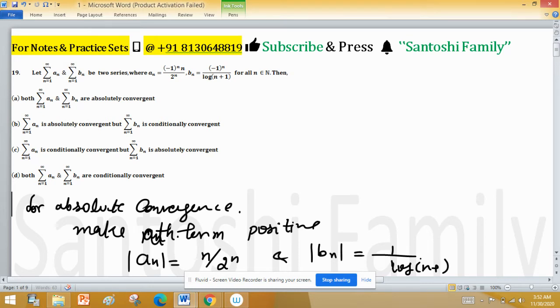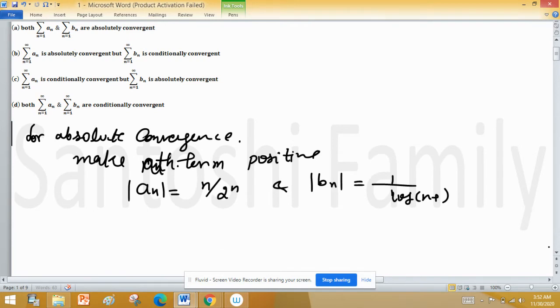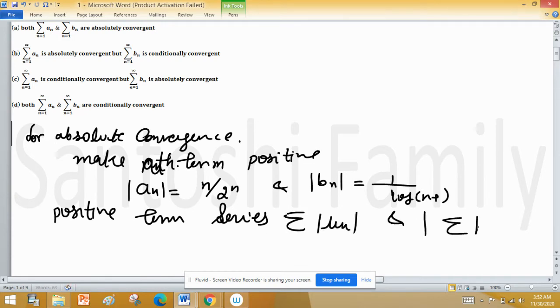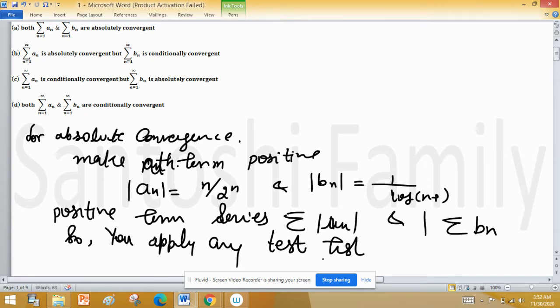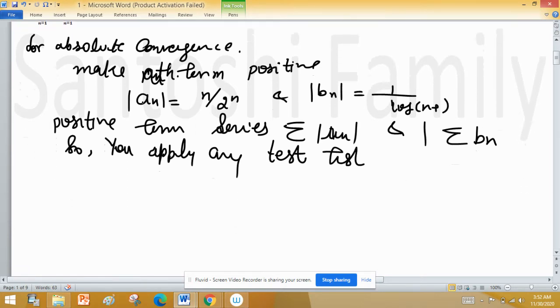For absolute convergence, we have to make this term positive. Now this is a positive term series, so you can apply any test which implies the convergence for positive term series. So the ratio test will be helpful here, because you can look at the mod of an and mod of bn. So directly you can understand how the ratio test will be helpful here.